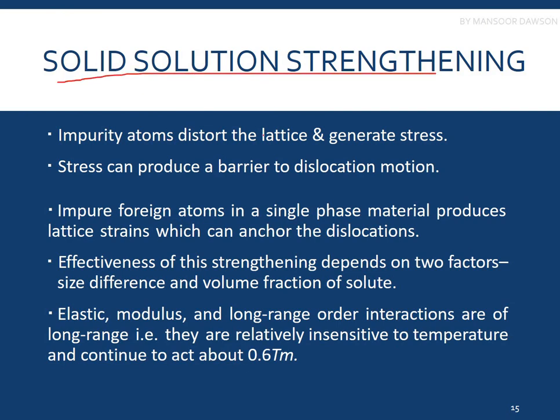Okay, so let's come to solid solution strengthening. Impurity atoms distort the lattice and generate stress. Stress can produce a barrier to dislocation motion. Impure foreign atoms in a single phase material produce lattice strains which can anchor the dislocations. Effectiveness of this strengthening depends on two factors: the size difference and volume fraction of solid. Elastic modulus and long range order interactions are of long range, that is, they are relatively insensitive to temperature and continue to act up to about 0.6 Tm, where Tm is the melting temperature. We'll be discussing all these points in the later slides.